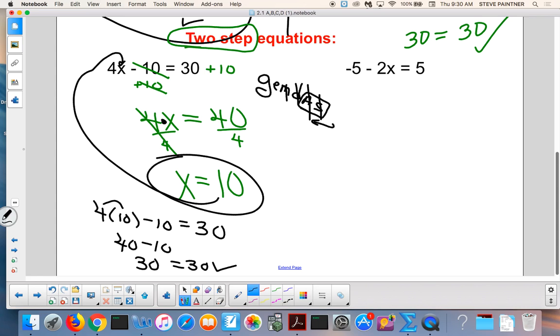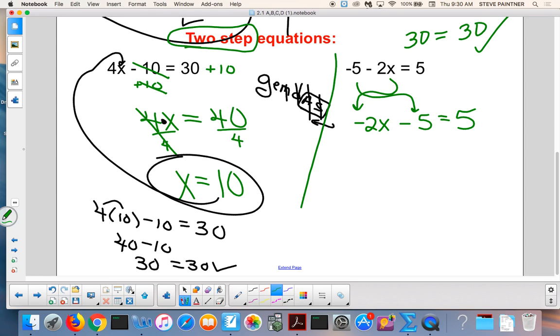Okay. Hey, does that last one bug you? No? Some students don't like this. Some students don't like the X term in the back. So can I do this? Take a look. Can I put the negative 2x here and the negative 5 here? What property allows you to do that? Commutative allows you to reverse it. Okay. Now it kind of looks like that last one, right?